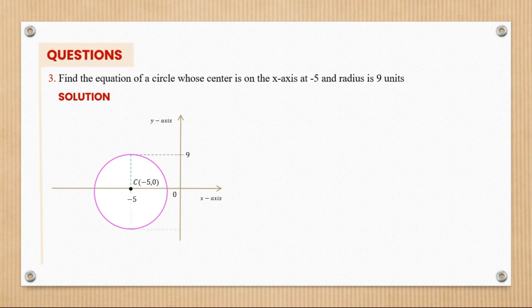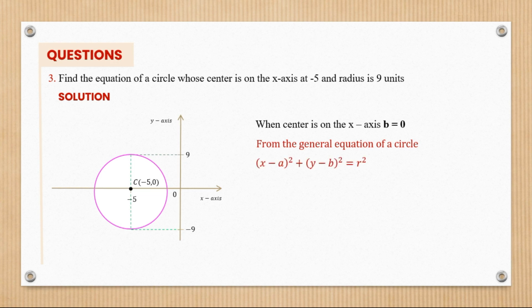Now since the radius is equal to 9 units, it means that the distance from here to here is 9. So that means that this shall be 9 on the y-axis. It also means that the distance from here to here is 9, so this shall also be -9 on the y-axis. So what can we observe? We can see that when the center is on the x-axis, b is equal to 0. So the y-coordinate of the center is equal to 0.